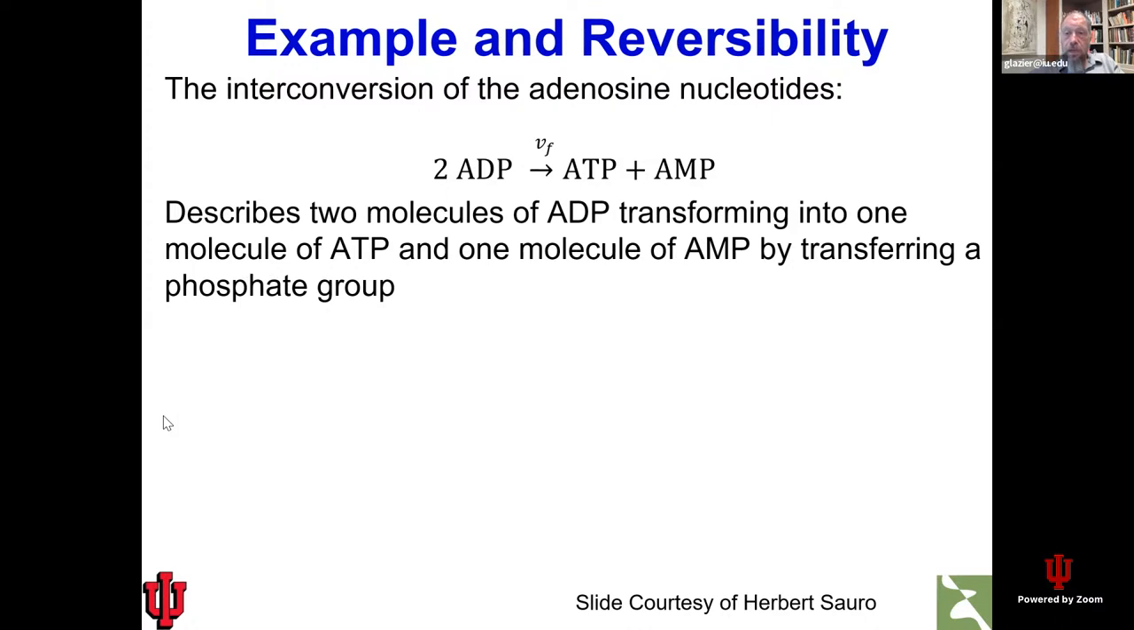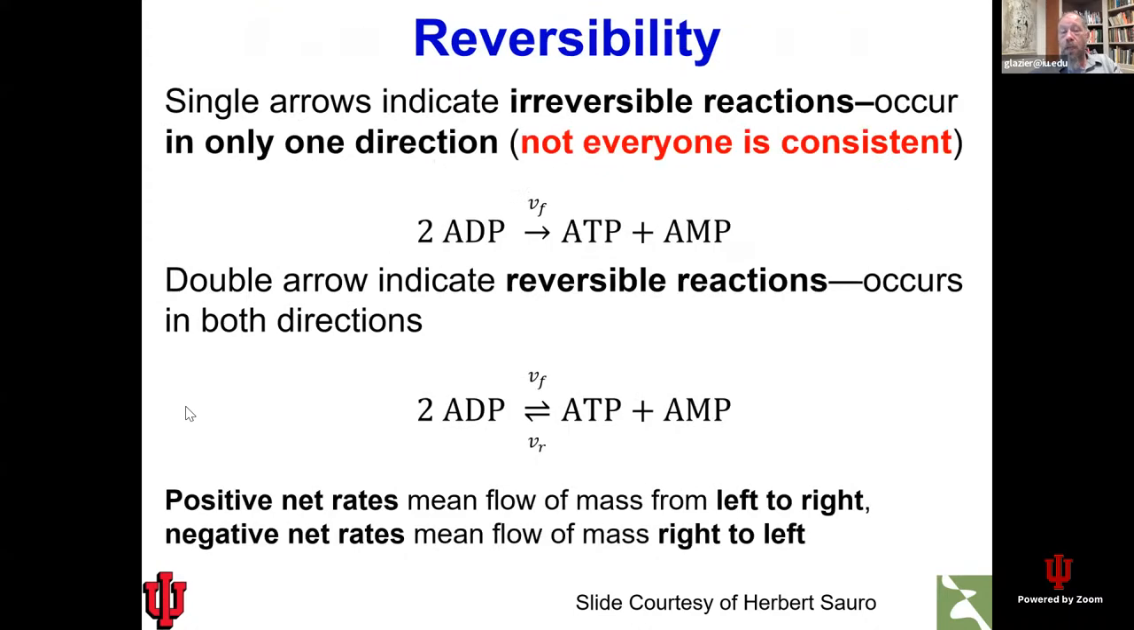You could go either way. This reaction could run both directions. So this introduces the first concept, which is reversibility. I'll try to be careful about this. If the arrow points in one direction, we are going to assume that the reaction is irreversible. That is, only one direction of reaction occurs.